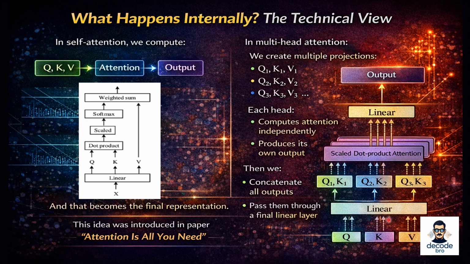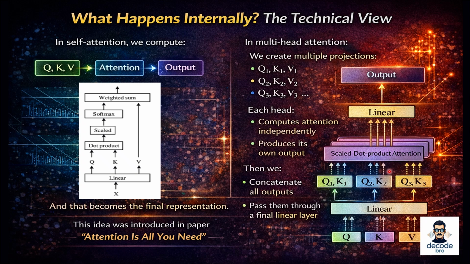At the bottom, you still see query, key, and value. That part hasn't changed, but notice something important: they go through multiple linear layers. Why? Because instead of creating one version of Q, K, and V, we create multiple versions. Each linear layer is essentially preparing a different projection of the same sentence. It's like giving the same input to different analysts, each with their own lens.